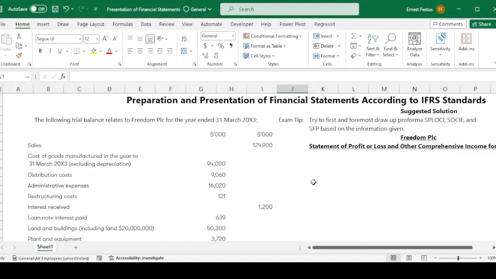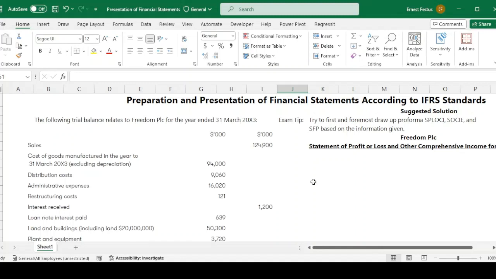1. A statement of financial position at the period end. 2. A statement of profit or loss and other comprehensive income, presented together or separately, for the period ended. 3. A statement of changes in equity for the period. 4. A statement of cash flows for the period.